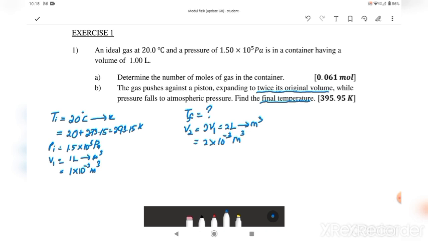Okay, pressure. We also have atmospheric pressure, so P2 is equal to 101.3 times 10 to the power of 3 Pascal. We can use this equation to solve this problem: P1 V1 over T1 is equal to P2 V2 over T2.